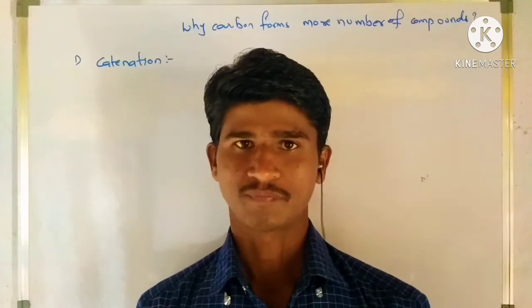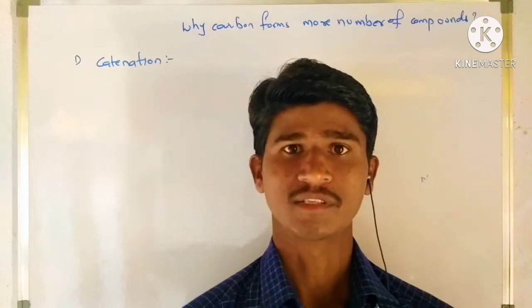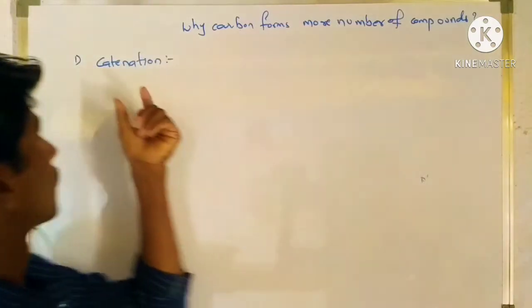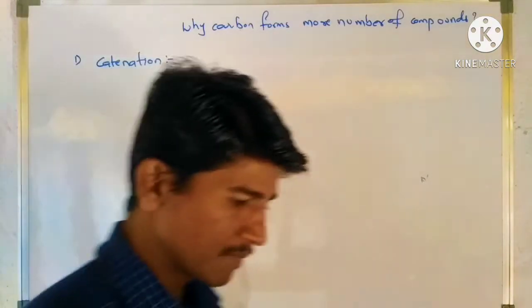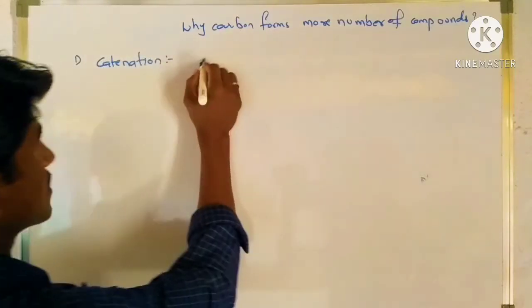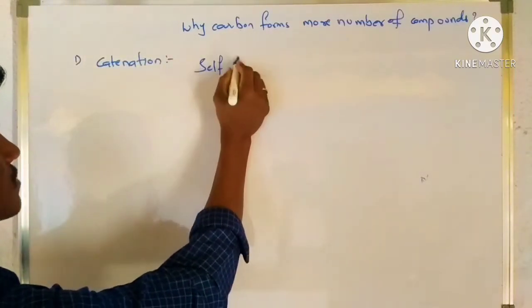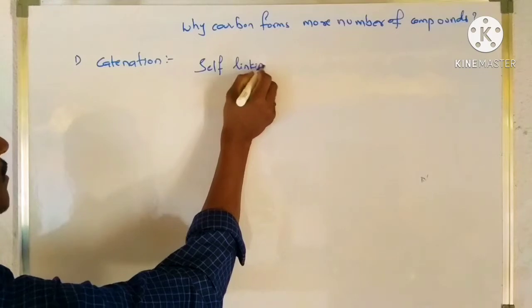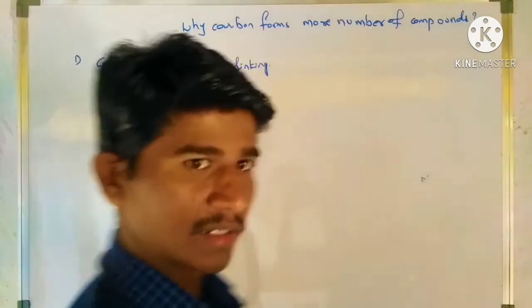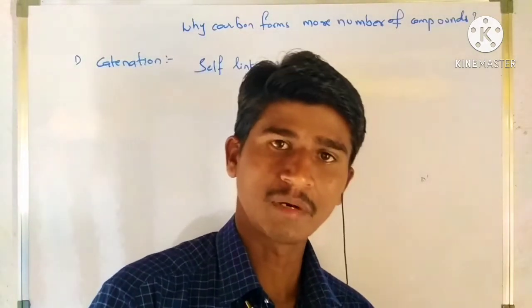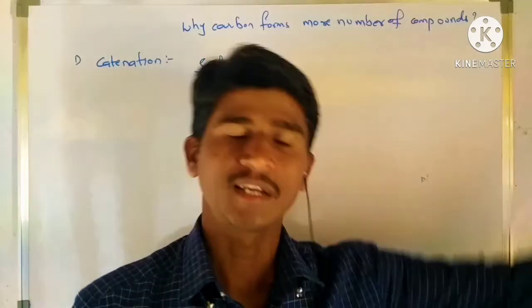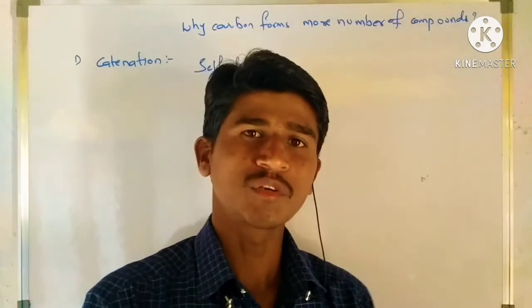Let us discuss the reasons. The first reason is the catenation property. What is catenation? Catenation is nothing but the self-linking property. Self-linking means an atom of an element combines with the same atom to form a chain-like structure. It means it is continuously combined.